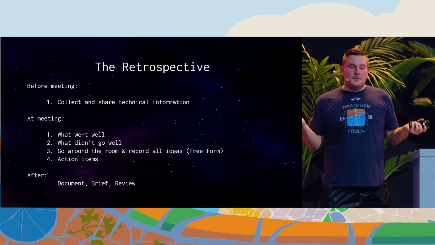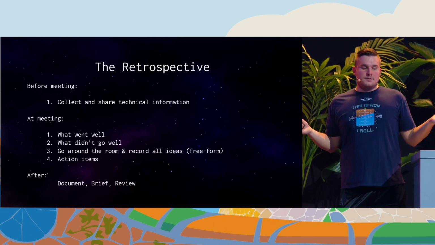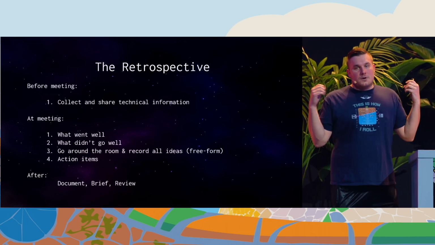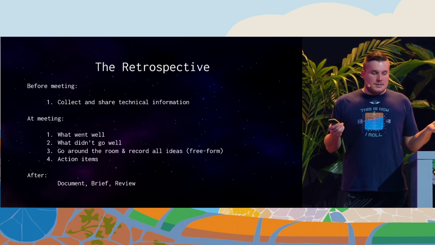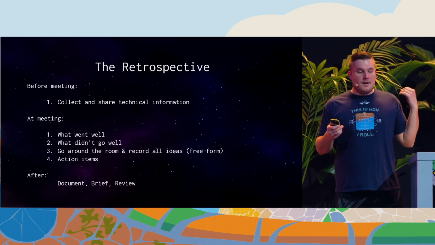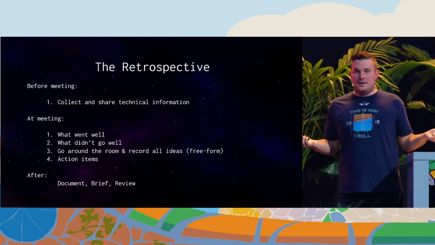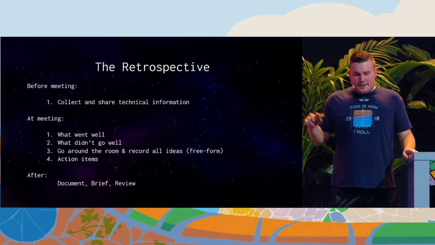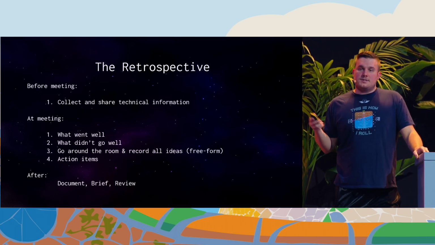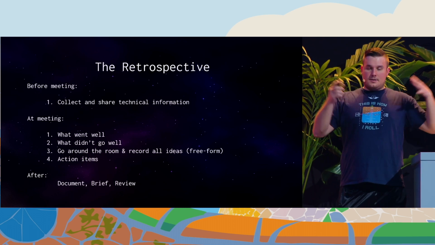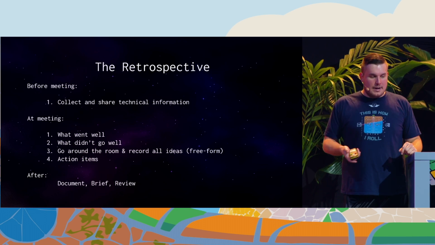Basically, when you have a security bug, you want to collect all the relevant technical information, get everyone into a meeting, let everyone discuss what went well, what didn't go well, and go around the room and just record all the ideas people have, write everything down, and then decide on some action items, like what did we learn from this incident, what should we have done to prevent this. Document it all, and then in a couple weeks, have someone give a brief to the company or the wider organization on what they learned, and then far down the line, review it again so it doesn't get forgotten.